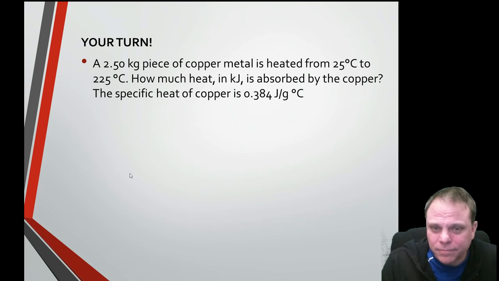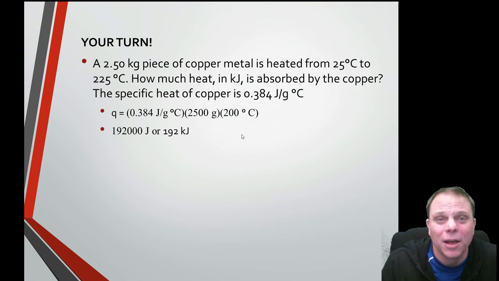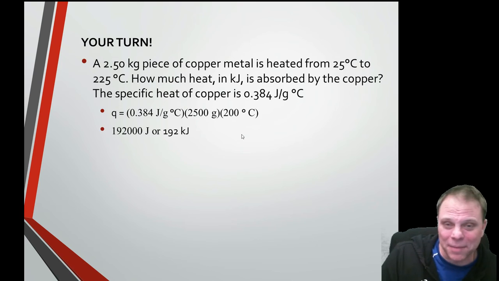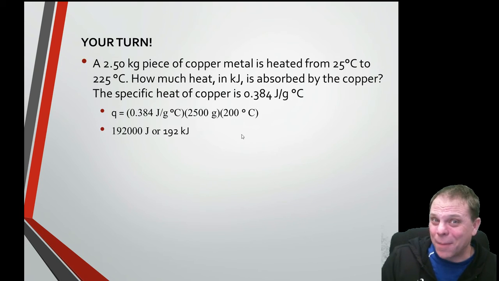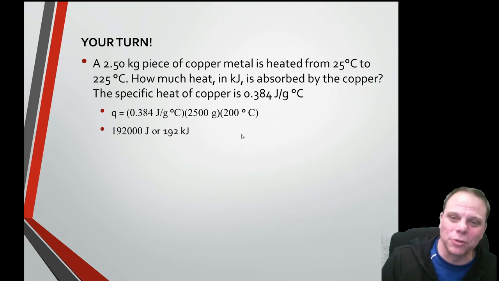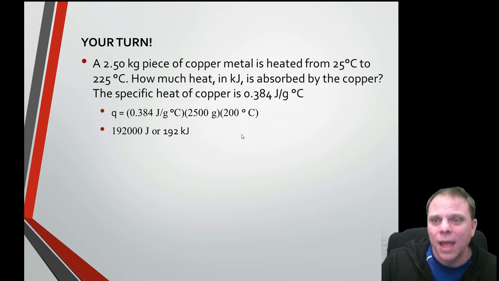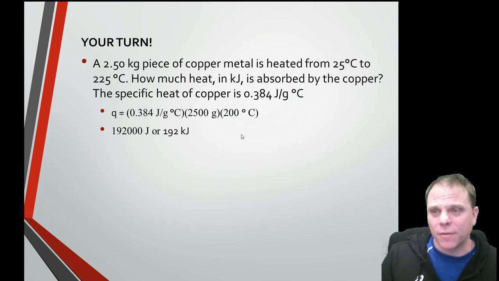Did you write out your givens? You put down all your givens. Obviously, I did not in the PowerPoint. Shame on me. So if we go all the way to the last step and skip the first few steps, we have 0.384 joules per gram degree Celsius times 2,500 grams. Remember, we have to convert kilograms to grams, and then 200 degrees Celsius is the difference. And so we'd have 192,000 joules. Now, you might ask, how many significant figures am I supposed to have here?